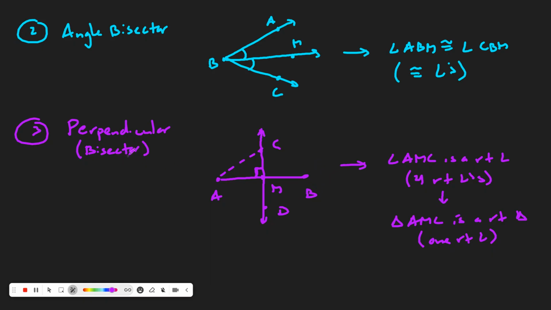Now, recall that the bisector part comes into play if you have congruent segments. So if this line CD is perpendicular and it splits the segment into 2 congruent segments, then it is a perpendicular bisector. It plays 2 roles. Okay, 3 down, 3 to go.